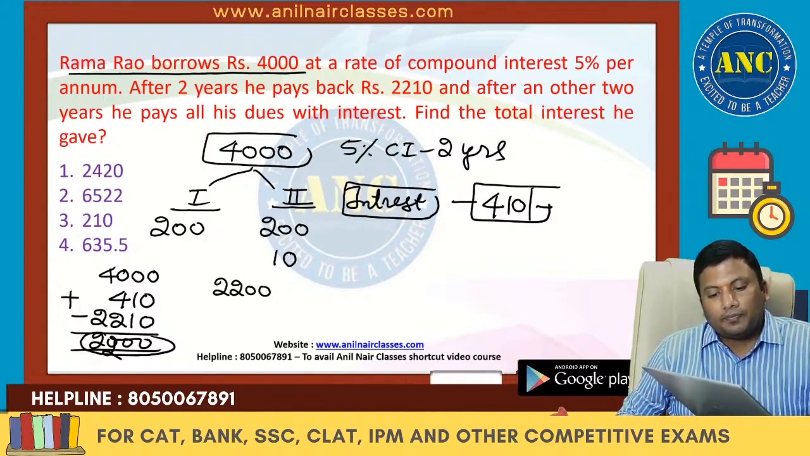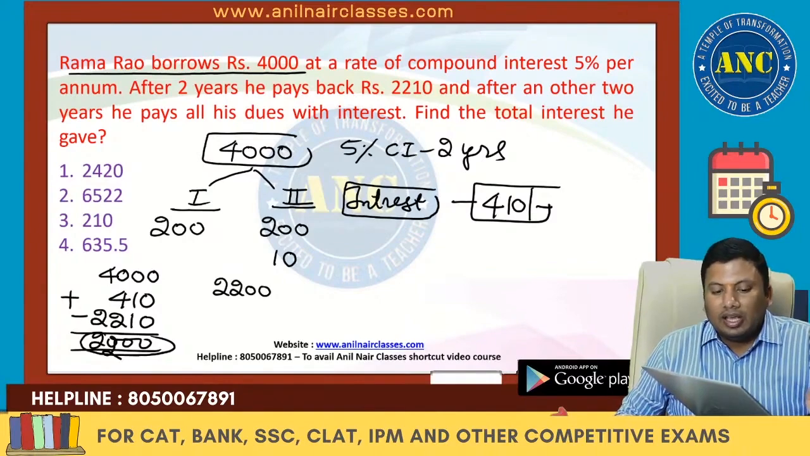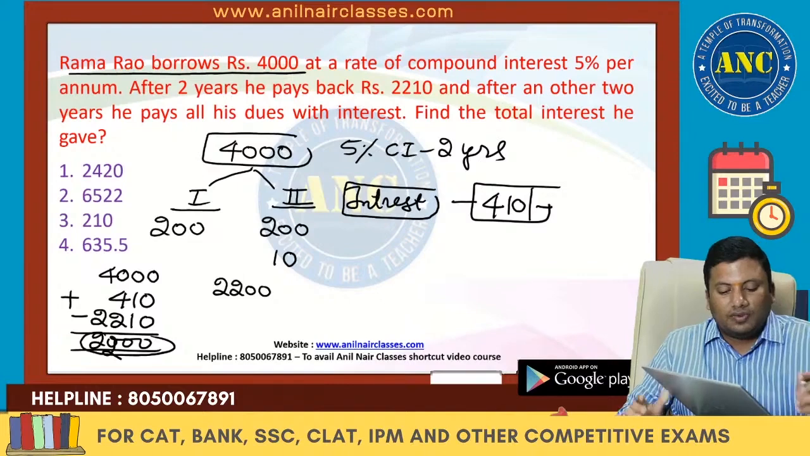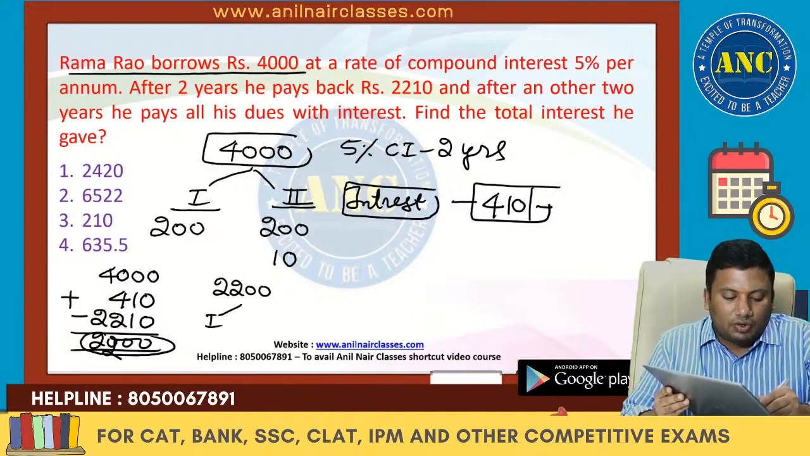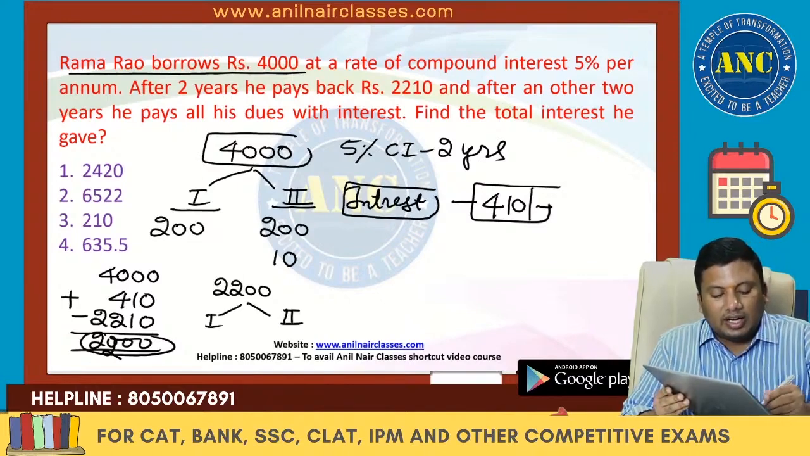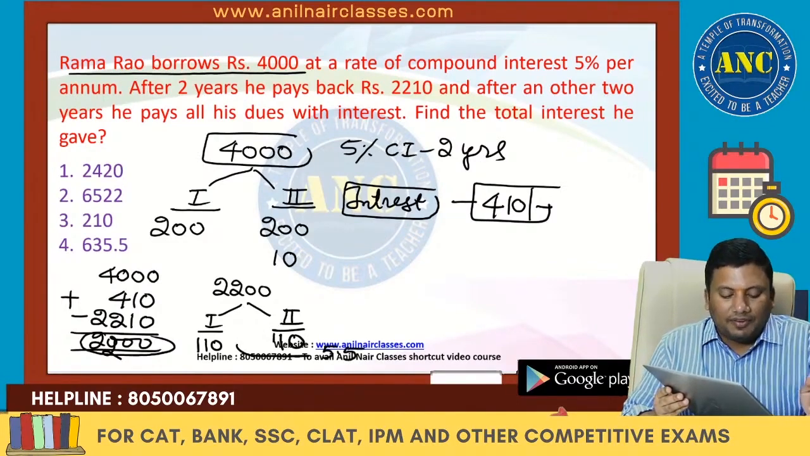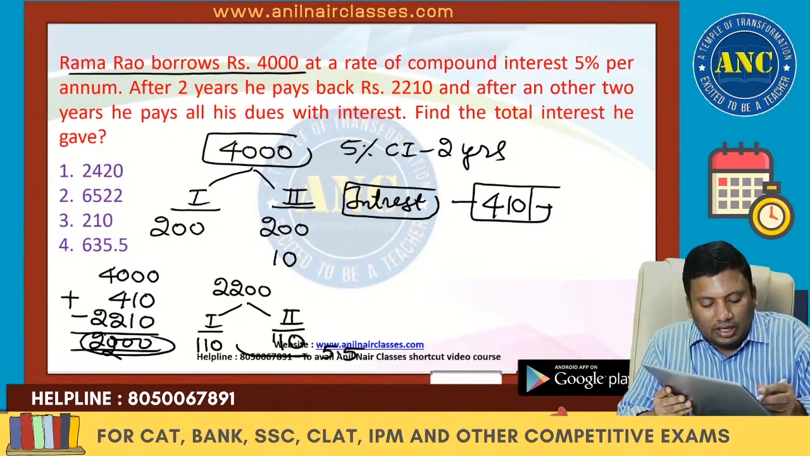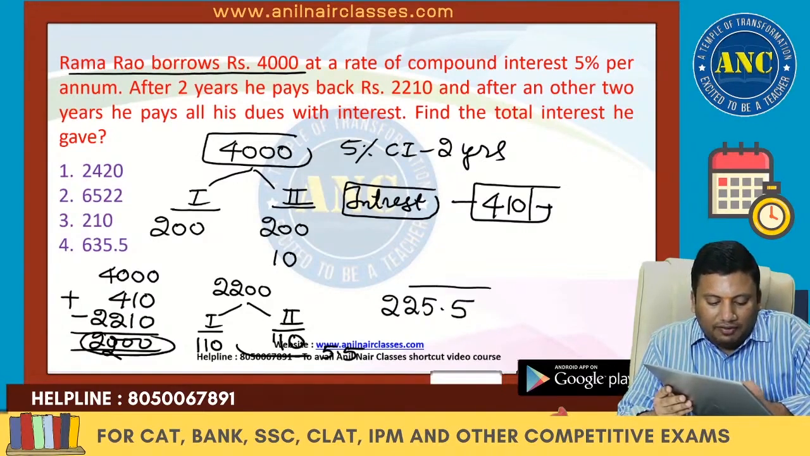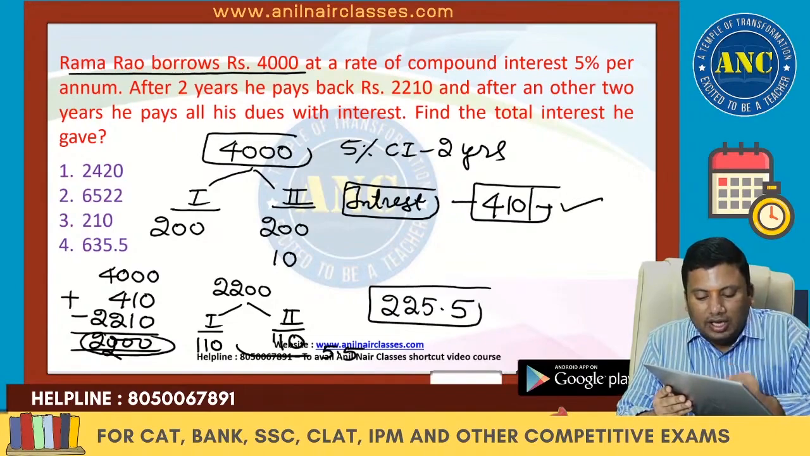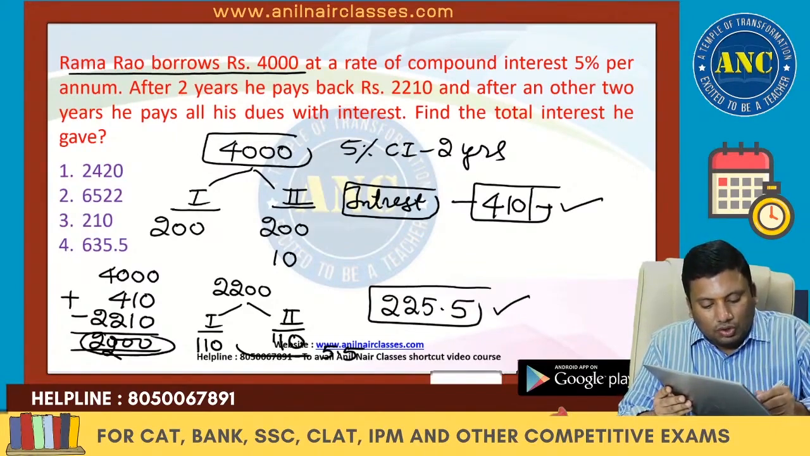And after another 2 years he pays all his dues with interest. So again for 2 years, first year, second year, 5% is nothing but 110, this is nothing but 110, 5% is nothing but 5.5. So totally how much is it? 225.5. First 2 years it is 410, next 2 years it is 225.5.